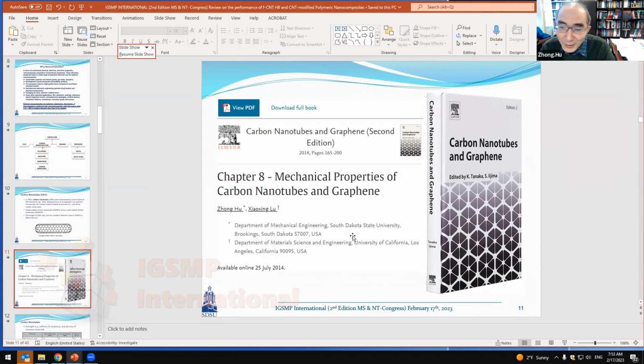The reason is because my background is mechanical engineering, so I like to work on the mechanical side. But of course, this is not limited to just mechanical. Carbon nanotubes have a lot of additional properties, very unique, for example electrical, thermal, and other properties.